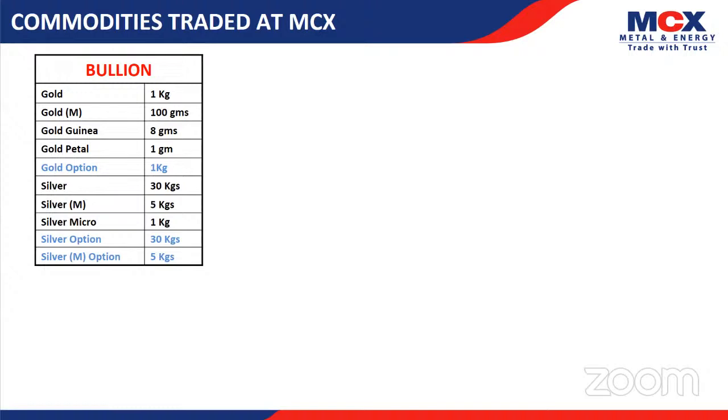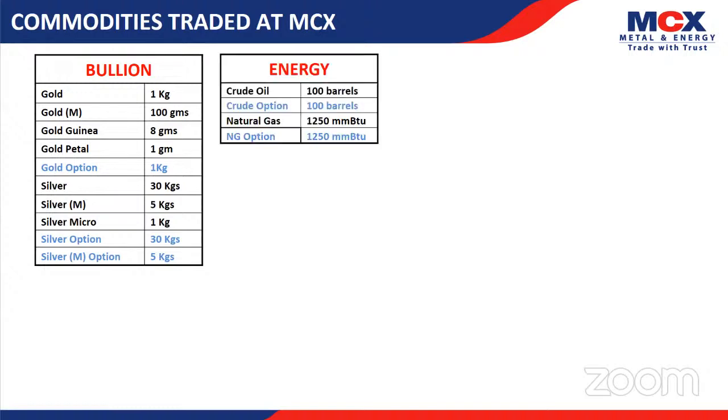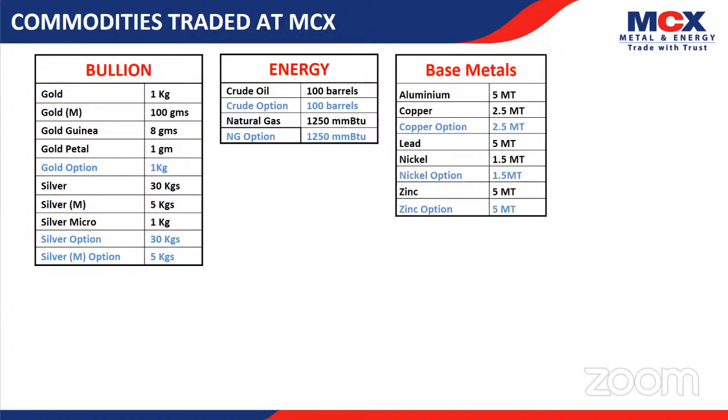We have gold options of 1 kg contract, silver options of 30 kgs contract, and silver mini options of 5 kgs. On the energy side, we have crude oil futures and natural gas futures, and also crude oil options in 100 barrels, and natural gas options, which we recently launched on 17th of January 2022, with a contract size of 1250 MMBTU.